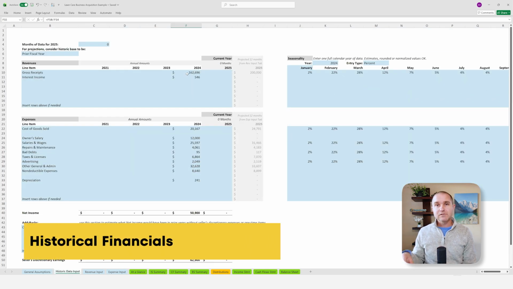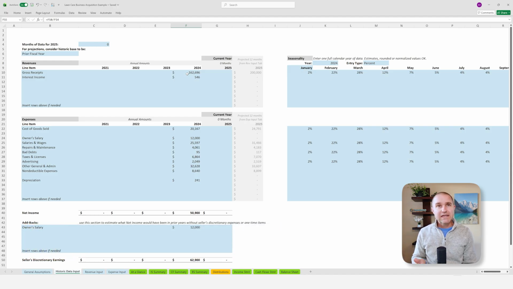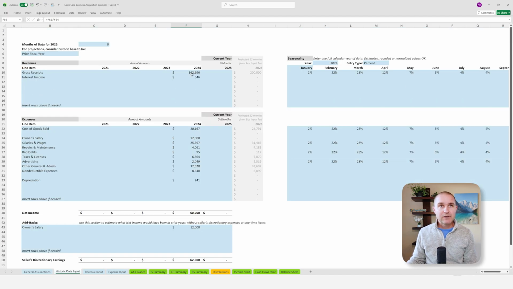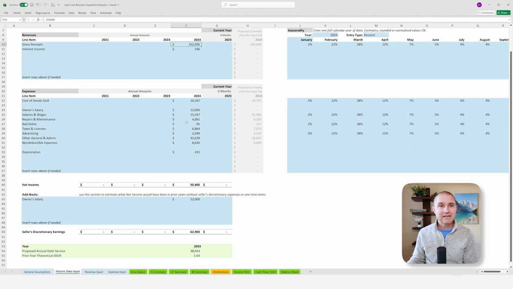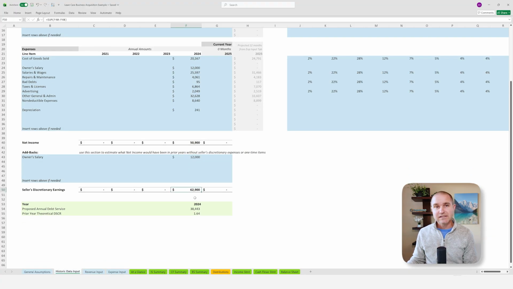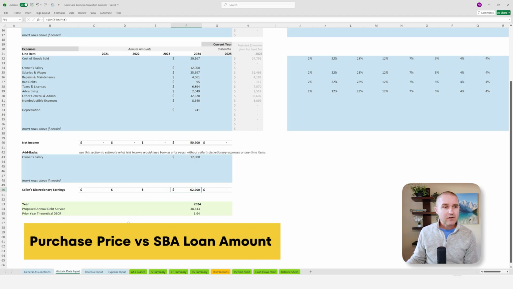A lender is probably going to look at the last 3 years of historical tax returns. In this particular case, we only had 1 year of data available at the time that we were doing this initial analysis. So we got the historical revenue and the expenses from the tax return. This was a very small business. They had about $62,900 in what's called seller's discretionary earnings. The purchase price for this was, I believe, $120,000.